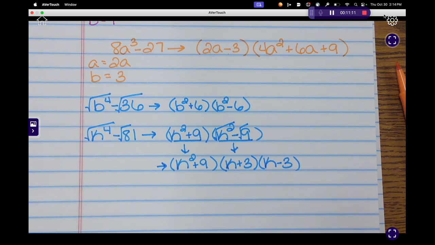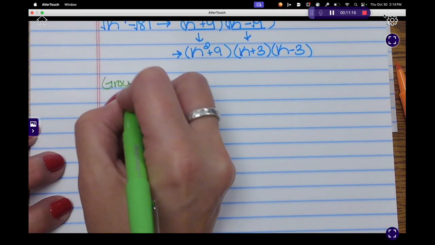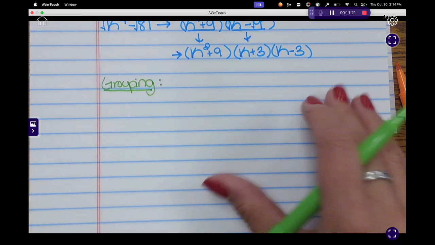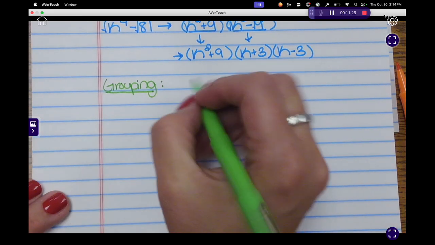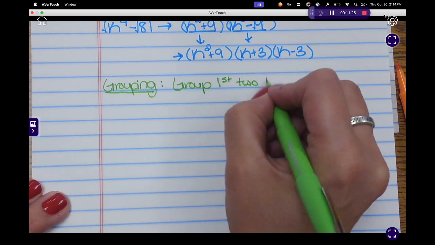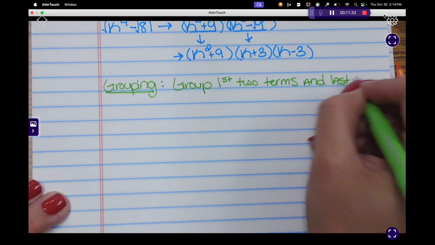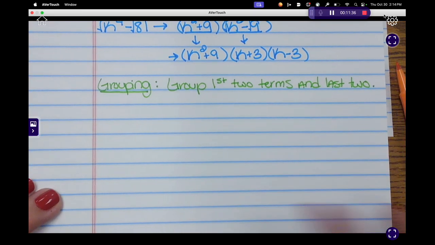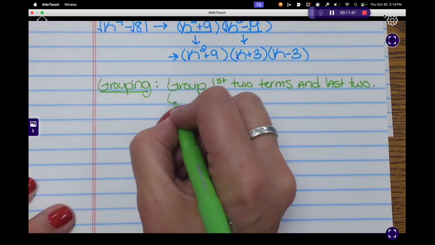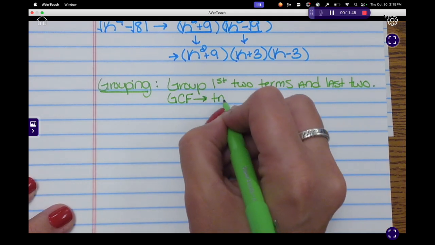All right, the last type of factoring that we're going to talk about is factoring by grouping. When we're talking about grouping, you are just going to group the first 2 terms and the last 2 terms. So you put parentheses around the first 2 terms and then around the last 2 terms. Then in those parentheses, you are looking for a GCF. You have to take out the GCF of both of those parentheses.